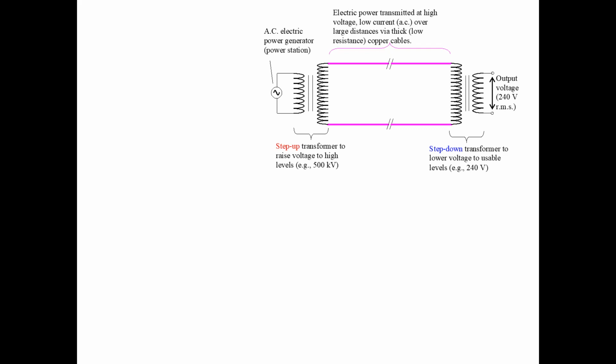So this is the usual circuit diagram. On the left-hand side, you have the AC generator, the power station. The pink color wires are the long-distance transmission cables. And this end would be your step-down, your substation before your home.